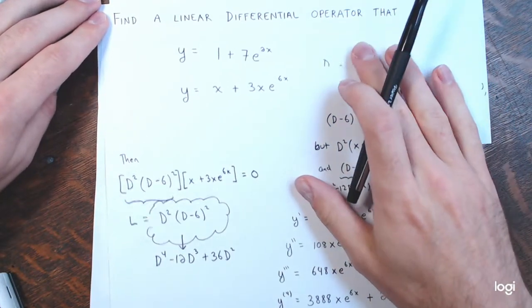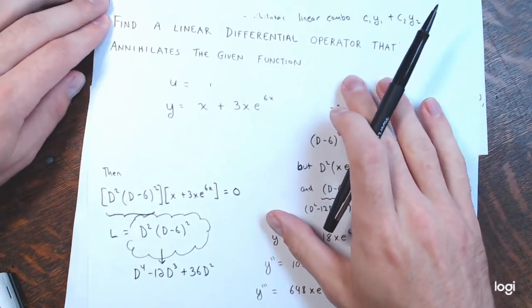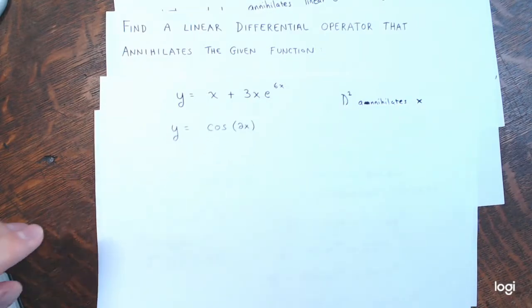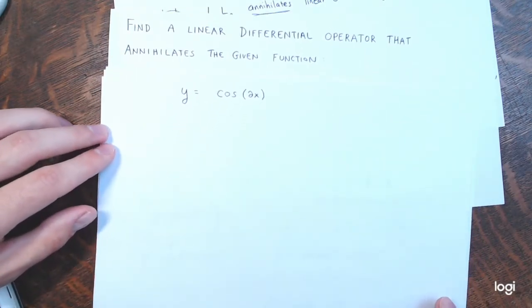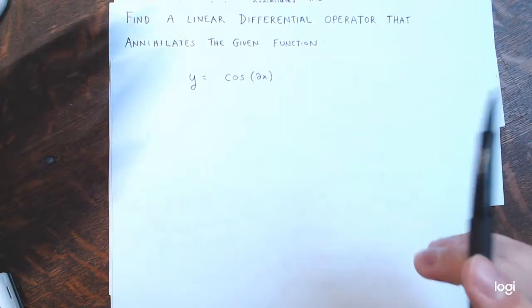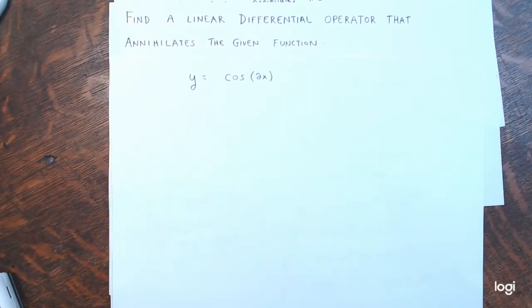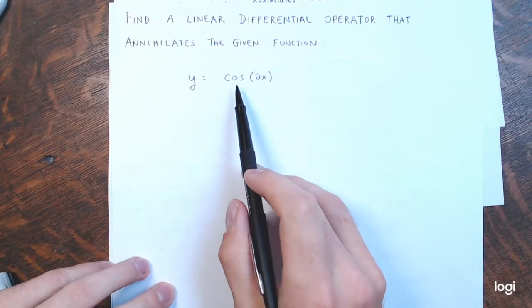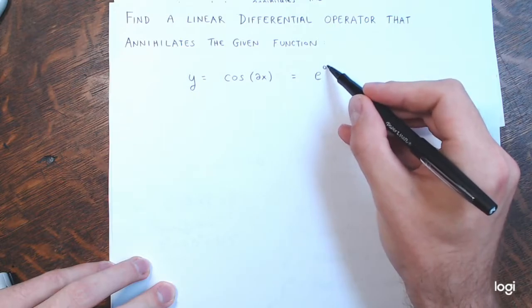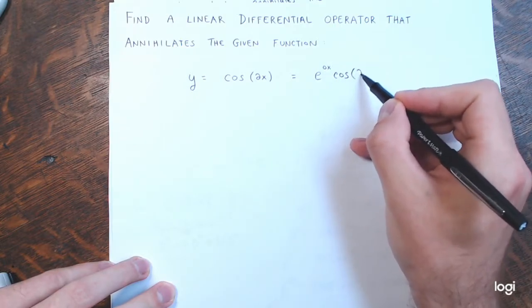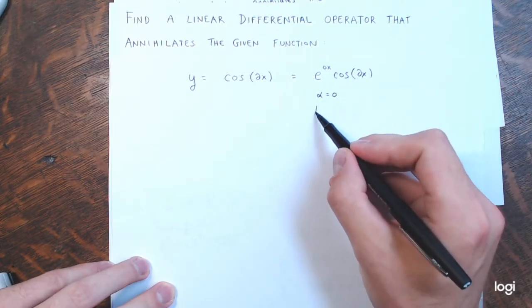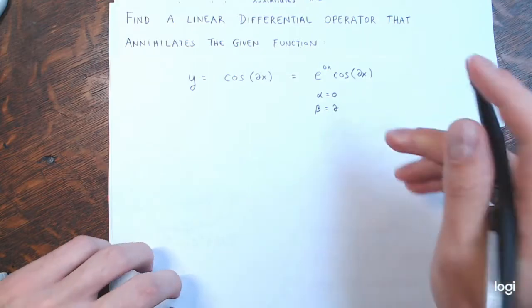Okay, let's go again. Alright, so same instructions. This time it's just plain old trig function. Again, all my examples here will simply involve polynomials, exponentials, and trigonometric functions. So this cosine 2x is the same thing kind of as e to the 0x times the cosine of 2x, if you think about it that way. So the value of alpha being 0, the value of beta being 2.